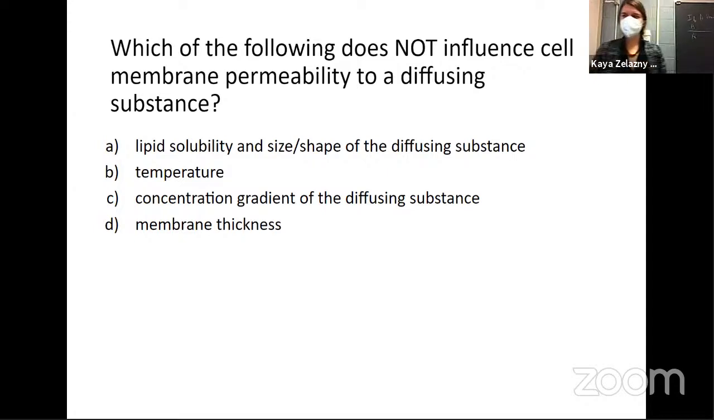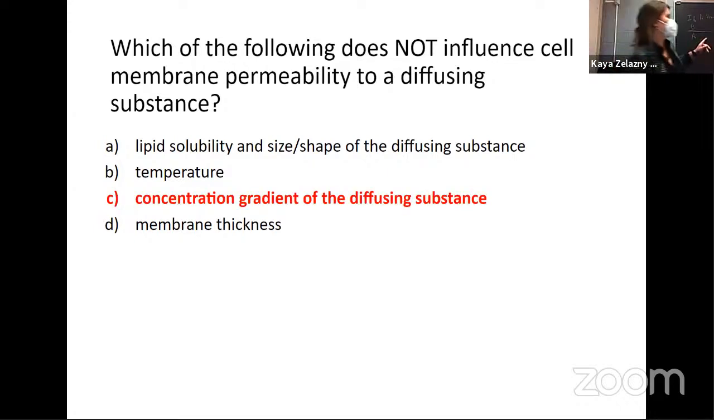And then we want to think about what might influence membrane permeability for something that's diffusing across it. The trick here is that when we're talking about membrane permeability, we're talking about properties that affect the membrane itself. So the lipid solubility or the size and shape of the diffusing substance would affect how easily it can get across the membrane, as with the temperature, as with the membrane thickness. The concentration gradient might affect how fast that molecule diffuses across, but it doesn't influence the overall permeability.